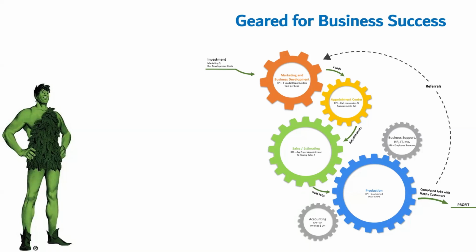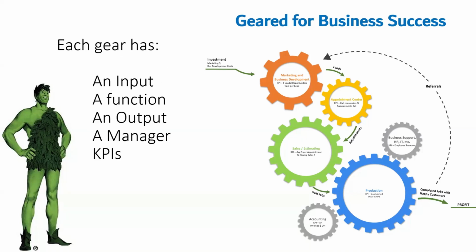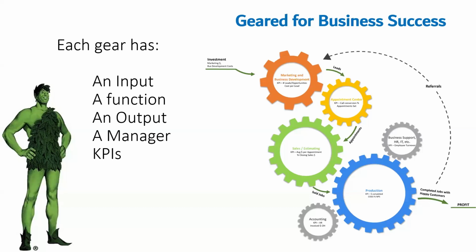At the top of the machine, we start the business process with an investment in advertising. So at the top of the machine, we throw in some advertising dollars. That investment goes into the first gear, which is the marketing and business development gear. Its function is to take that marketing investment that you made in the business and do its job of turning that money into leads or opportunities.